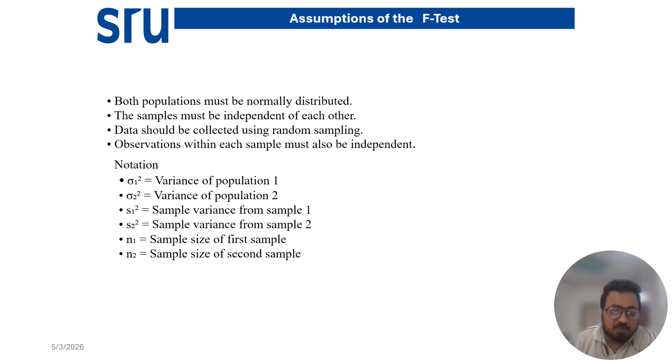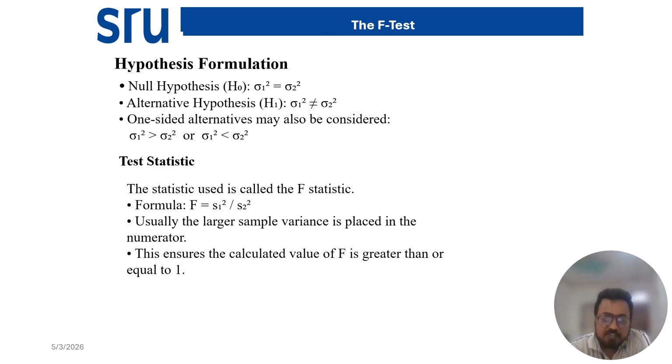And we will use some notation. Sigma 1 square is the variance of population 1, sigma 2 square is the variance of population 2, s1 square is the sample variance for sample 1, and s2 square is the sample variance for sample 2. n1 is the sample size of the first sample and n2 is the sample size of the second sample, right?